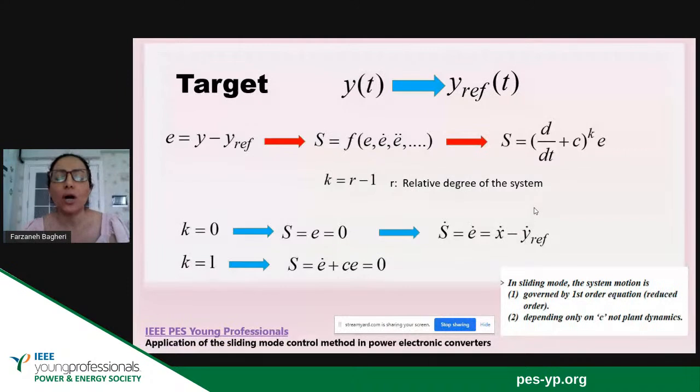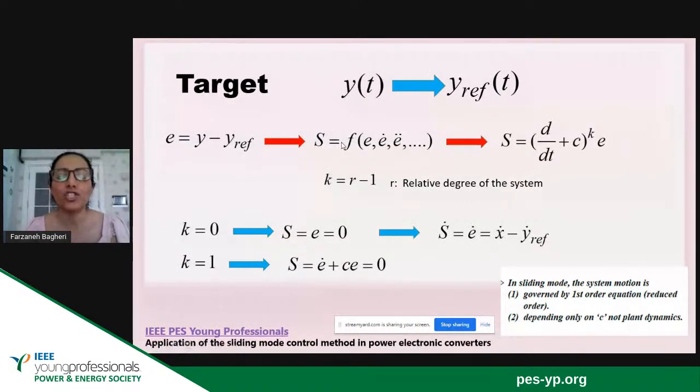So what is our target? Our target is to control or tune the output value, which is Y of T, to track a reference that is Y reference. So it means that if I define an error, which I call E, which is equal to Y minus Y ref, I like to make this error equal to 0. We have two steps in the sliding mode control method. The first step is defining a sliding function, which I call S.